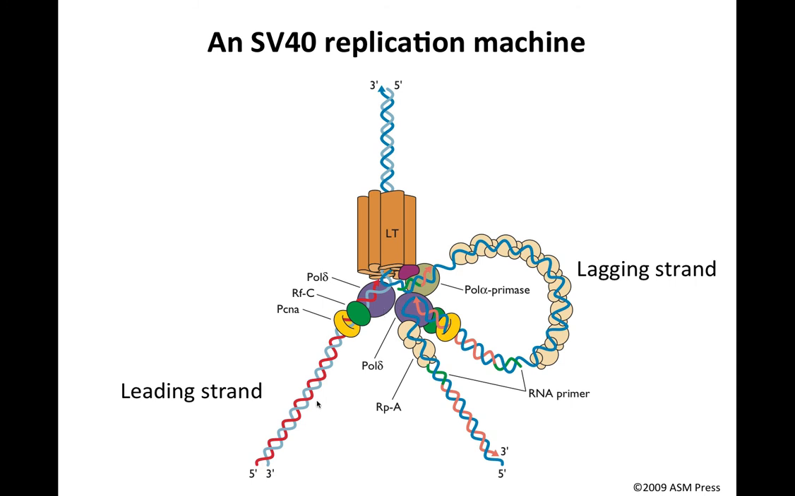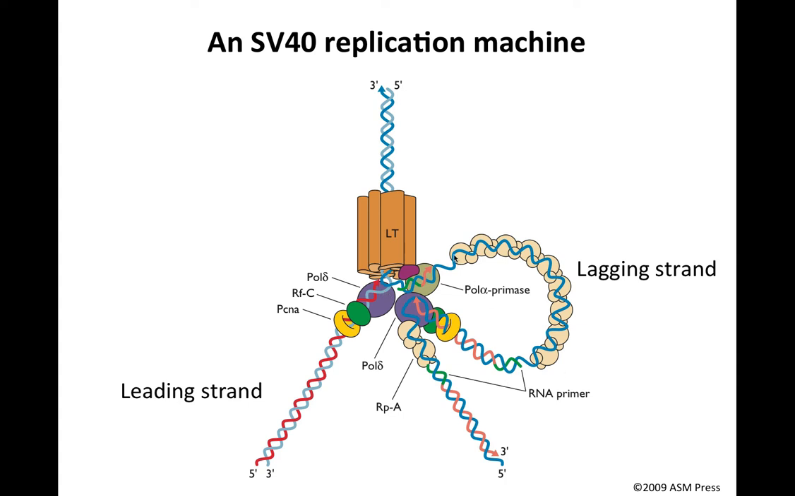And here is one strand, the leading strand, that's been replicated by Pol delta riding along on the clamp of PCNA and RFC. It started up here and has just copied the template. The template is light blue here, and the product is red. And the lagging strand is shown on the right here.